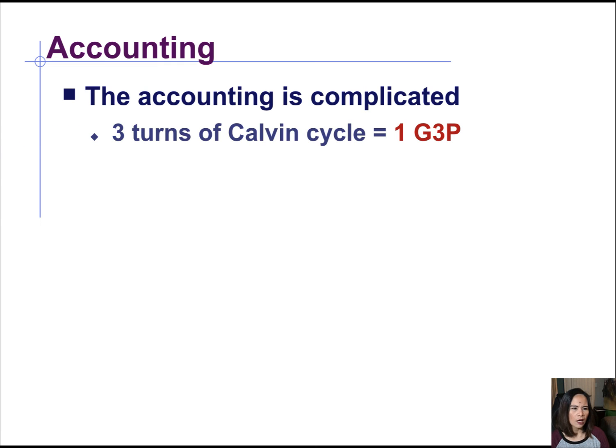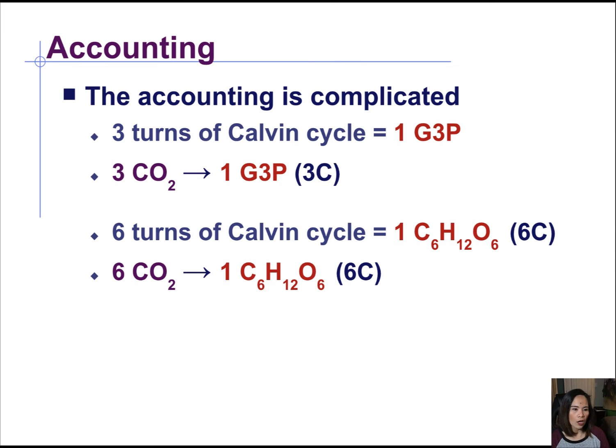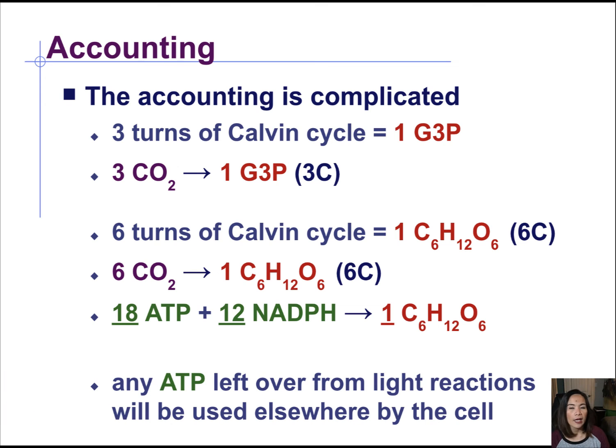The accounting is basically complicated. 3 turns of the Calvin cycle gives 1 glyceraldehyde 3-phosphate. And 3 carbon dioxide produces 1 G3P, which has 3 carbons. And 6 turns of the Calvin cycle will produce 1 glucose, or C6H12O6. And 6 carbon dioxide will generate 1 C6H12O6, which has 6 carbons, and you need 18 ATP and 12 NADPH to produce 1 glucose. And any ATP left over from the light reaction will be used elsewhere by the plant cell.